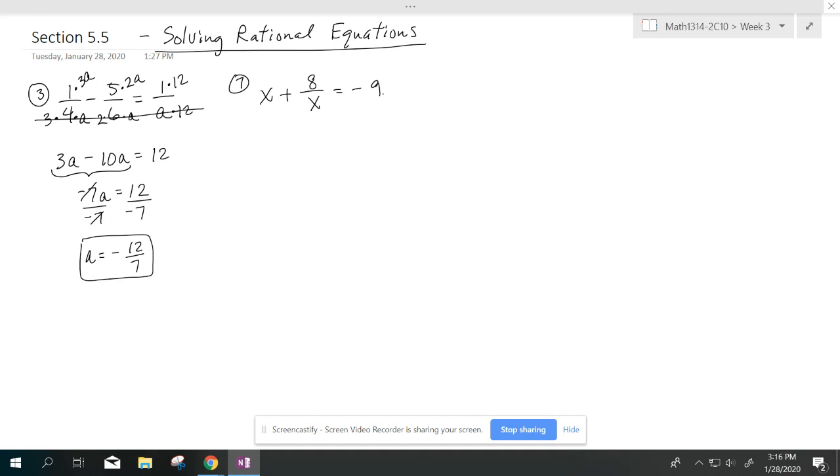That's the overall concept, you know what I mean? Get the denominators to match and then you can cancel them out. Got it? Okay. Now the difference here is the x and the -9 are not fractions.